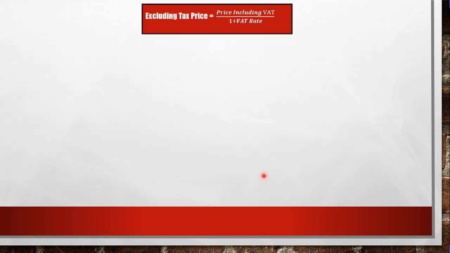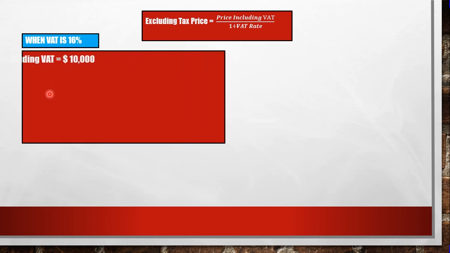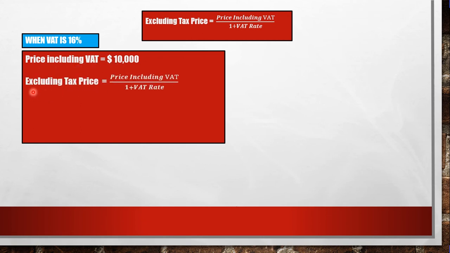We have the equation here. When it is 16%, let's calculate it. The price including VAT is $10,000. The excluding tax price equation is the including VAT price divided by 1 plus the VAT rate. We have $10,000 and we know the VAT rate is 16%, so 1 plus 0.16. It gives us $8,621. This is our manufacturer's price.